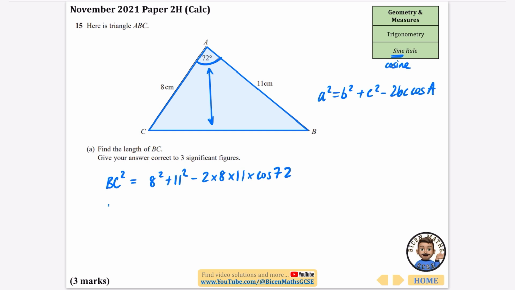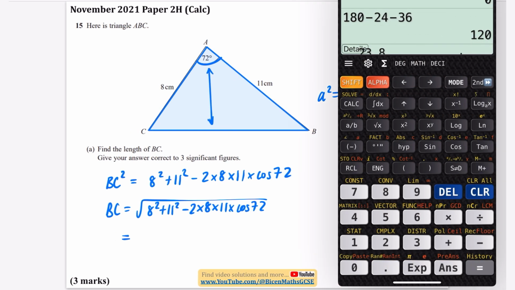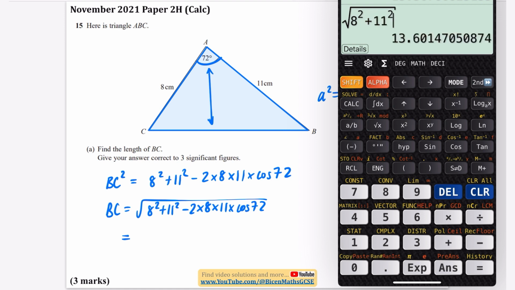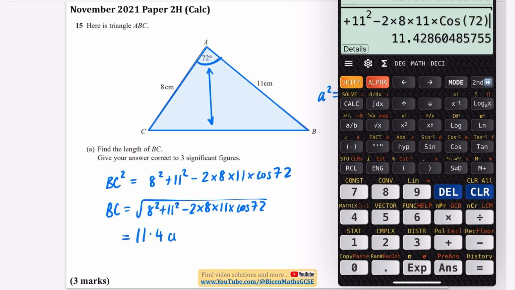So if I want to find out what BC is equal to, I am literally just going to do the square root of what I've got there. So that's my 8 squared plus 11 squared minus 2 times 8 times 11 times the cos of 72, and that's going to tell me what BC is equal to. So square root of 8 squared plus 11 squared minus 2 times 8 times 11 times the cos of 72. It's already done the square rooting, so to 3 significant figures, it is 11.4 centimetres.